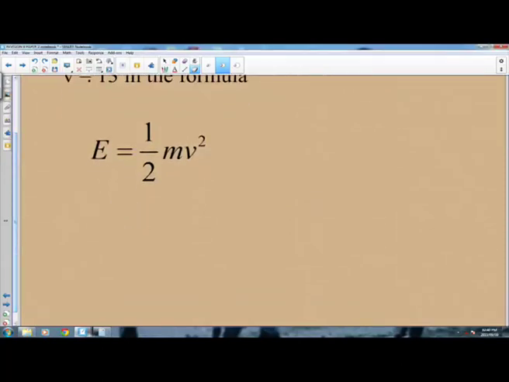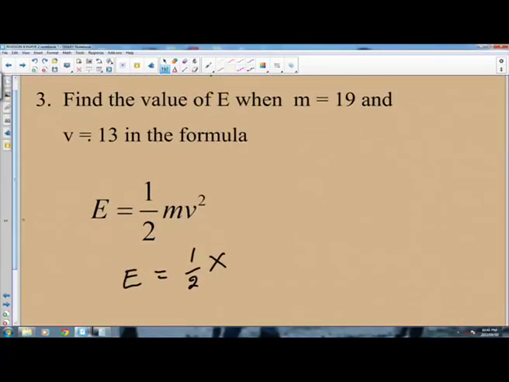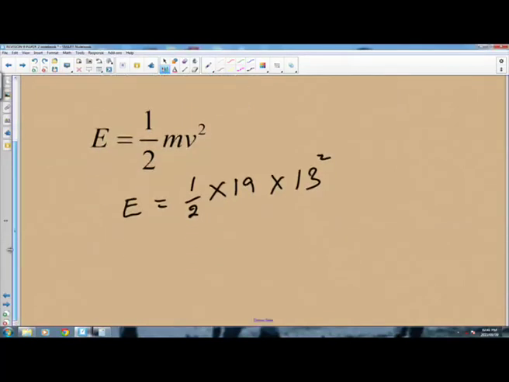This will be E is equals to half times the value of m, and then you need to substitute the value of m. So this will be half times 19 times, and then what is v is 13, and then remember to square this because it's v squared. So E is equals to half times 19 times 13 squared.